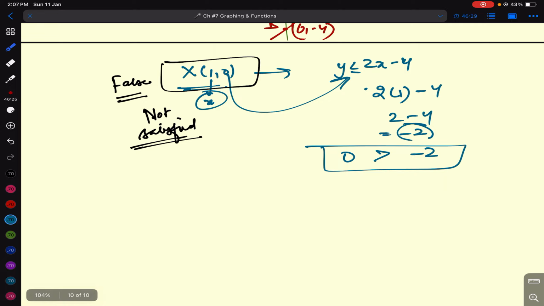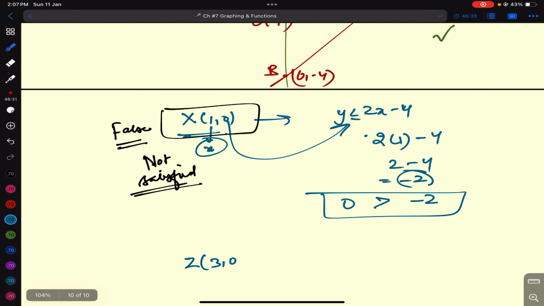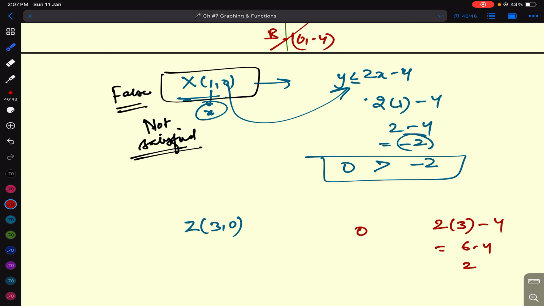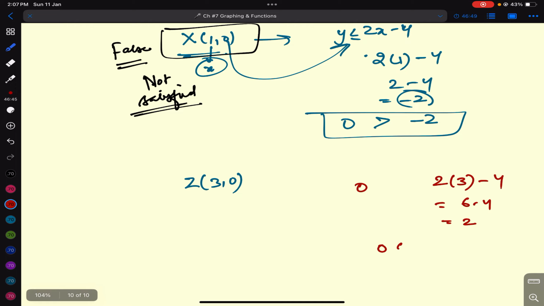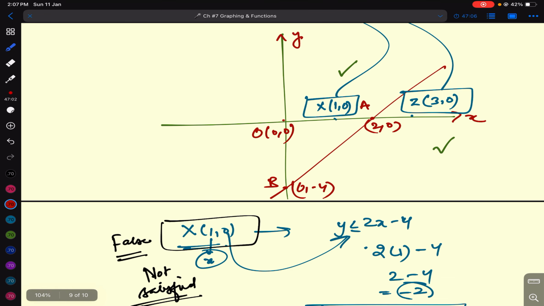Similarly, we will check for the other point. Obviously this is going to satisfy because that's the only option left, but still we will solve it mathematically. So z was 3, 0. Now on the left hand side I have y, which is 0. On the right hand side I have 2 times 3 minus 4, which is 6 minus 4, that is 2, right? Now I know that 0 is less than or equal to 2. So this satisfies, so that means it satisfies the inequality.